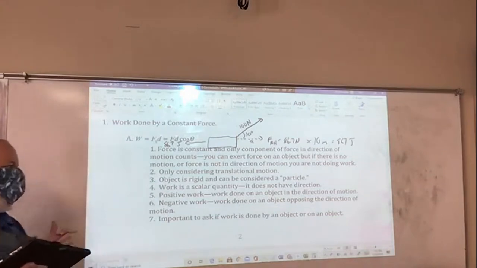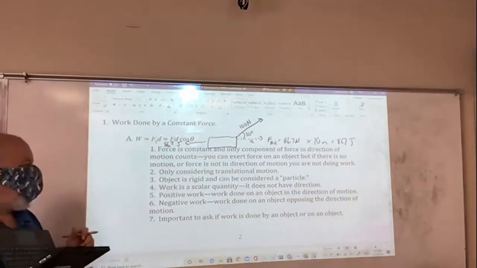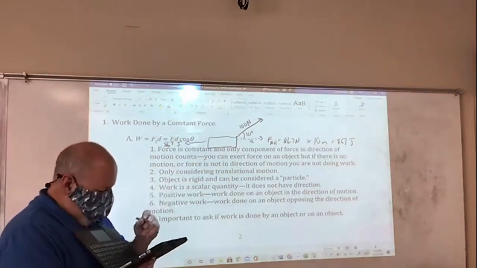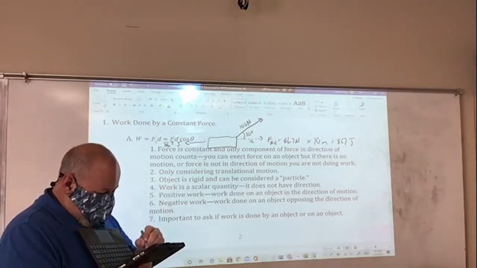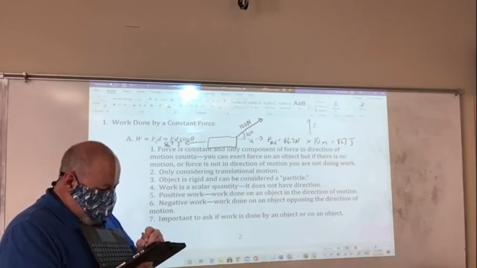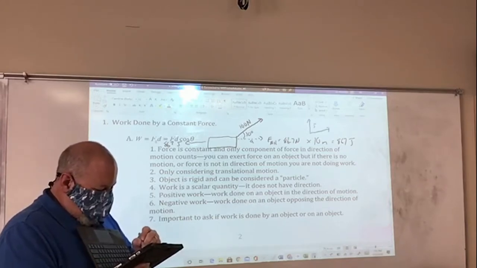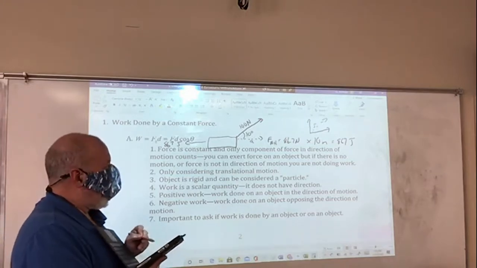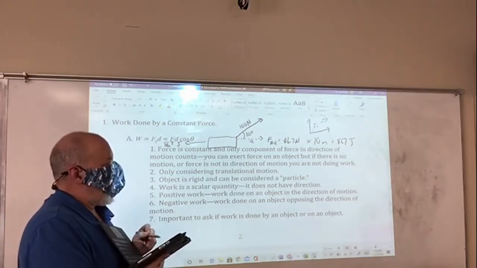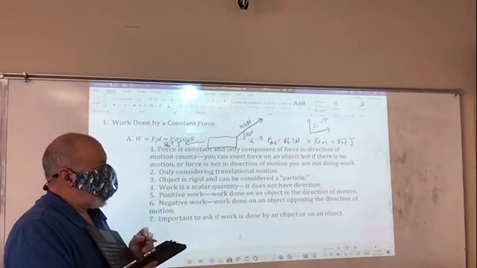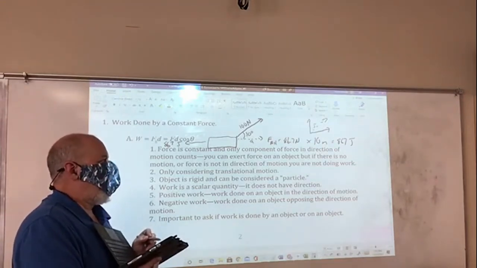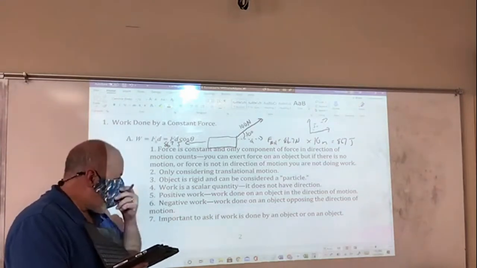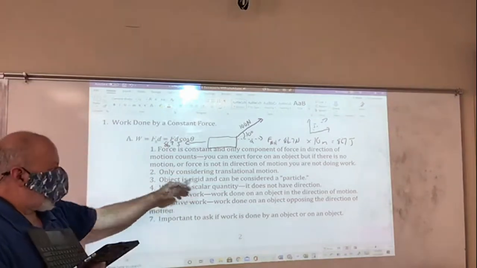It doesn't have direction. What I mean by that is that I can't do vector addition on work. I can't say if I have a certain amount of joules of work in that direction and a certain amount of joules of work in that direction, then I have that amount of work. I can't do that because it's not a vector quantity. If that was a force, I could do that. If it was a velocity, I could do that, but it's not. Work is a scalar quantity.